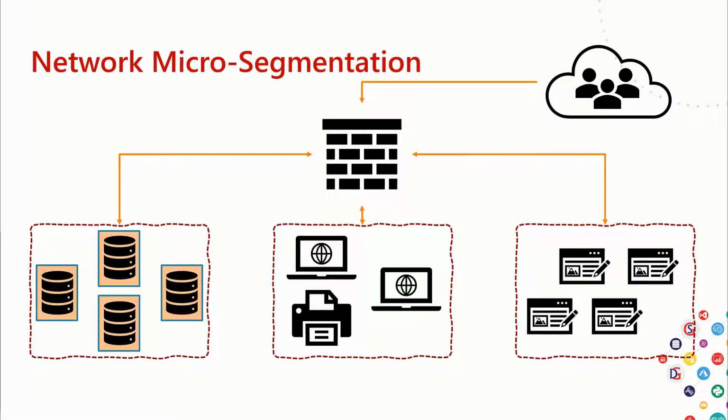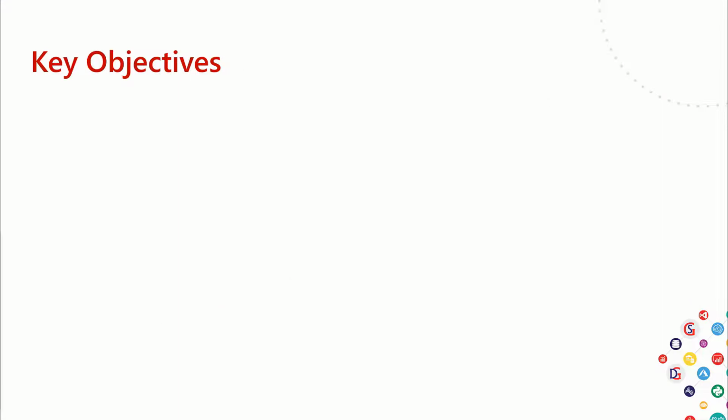What we now talk about is network micro-segmentation, and this is where we actually then increase the boundaries, and we actually put a boundary around every server. So what we're looking to do here essentially is limit access between those servers only where it's absolutely necessary. Now, why do we want to do this?